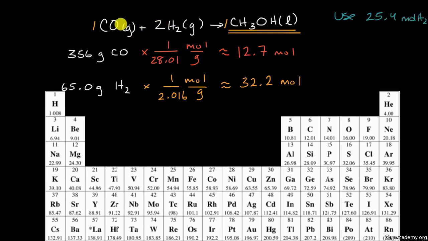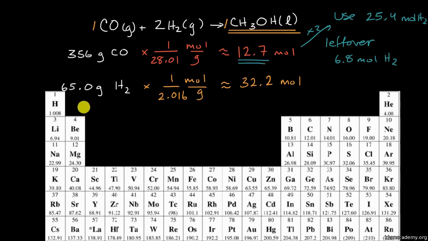How did I do that? Well, it's going to be twice the number of moles of carbon monoxide. Twice this number right over here is this right over here. And we can immediately see how much we're going to have left over. We're going to have left over 32.2 minus 25.4 is 6.8. 6.8 moles of molecular hydrogen. And how many moles of methanol are we going to produce? Well, the same number of moles of carbon monoxide that we're using up. It's a 1-to-1 ratio. So we're going to produce 12.7 moles of methanol.